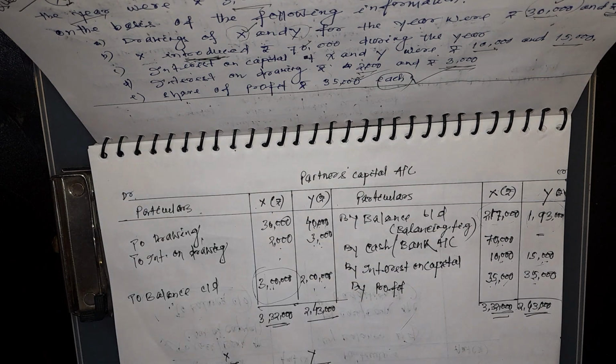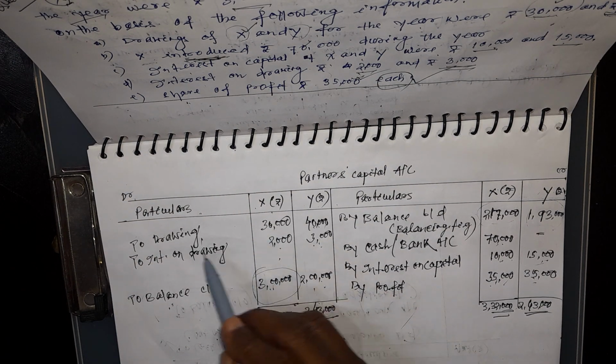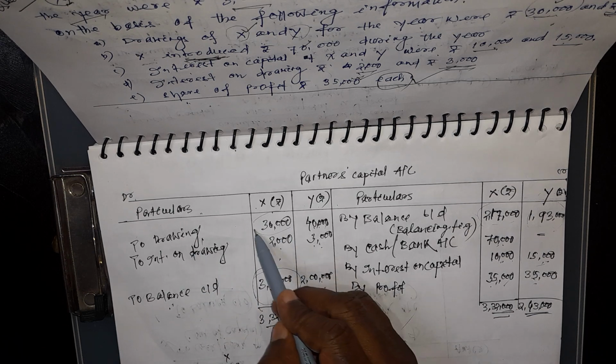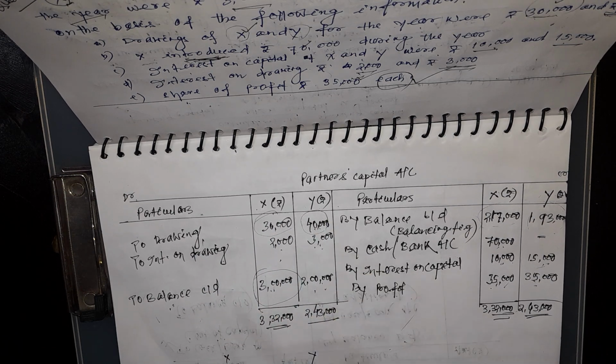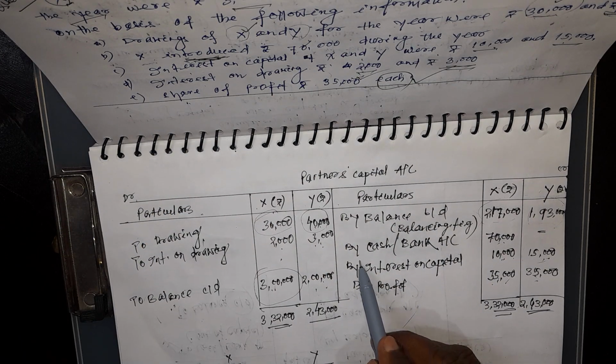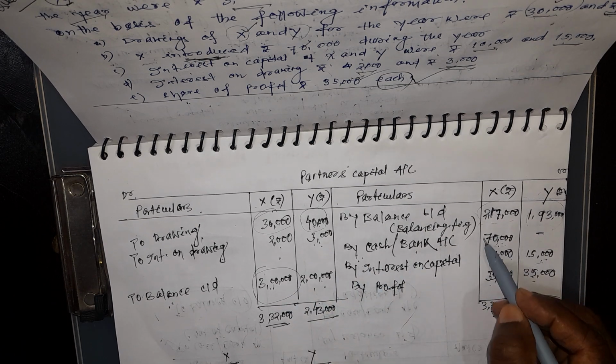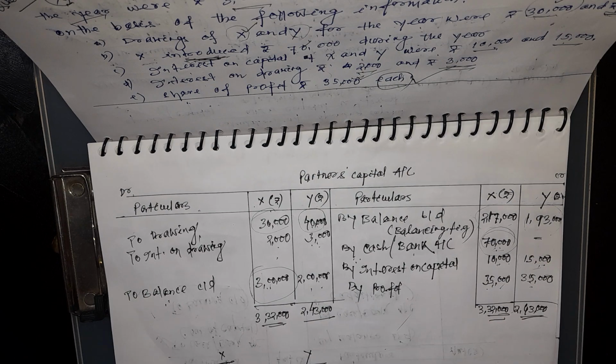Then here it is given drawings during the year of X. X withdrew 30,000. So under the column of X I wrote 30,000 and for Y 40,000, because the drawings we have to write on the debit side. Then X introduced 70,000. Introduced means additional capital, by cash or bank. Under the column of X I wrote 70,000.